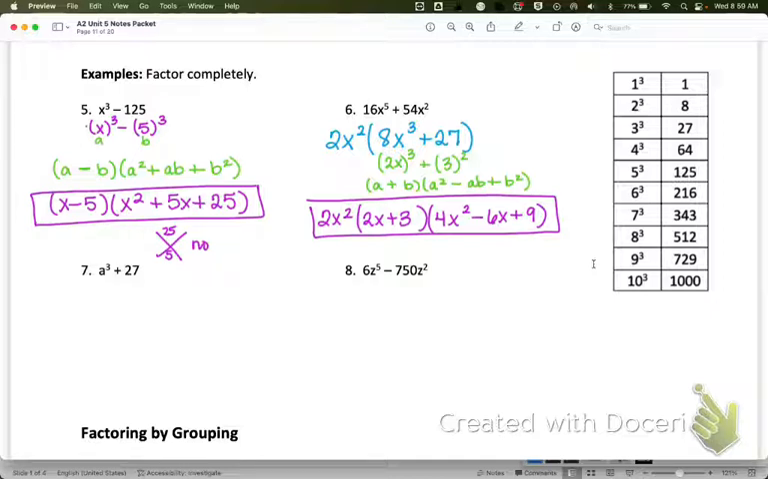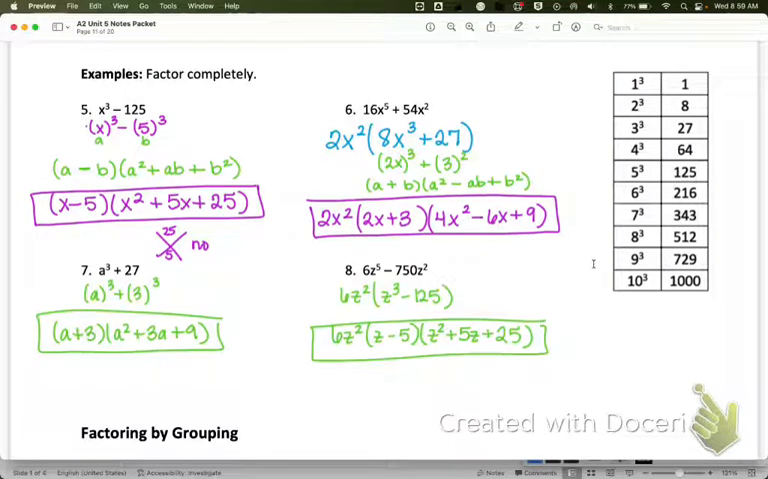As usual, I will ask you to pause your video and try number 7 and 8 on your own to see if you understand, and then come back in 3 seconds for the answers. All right, there's our answers. So number 7 is the sum of cubes. Number 8 has a GCF, and then we get a difference of cubes, which is exactly the same as one we did in number 5, just with a Z instead. So we already kind of had that one done.